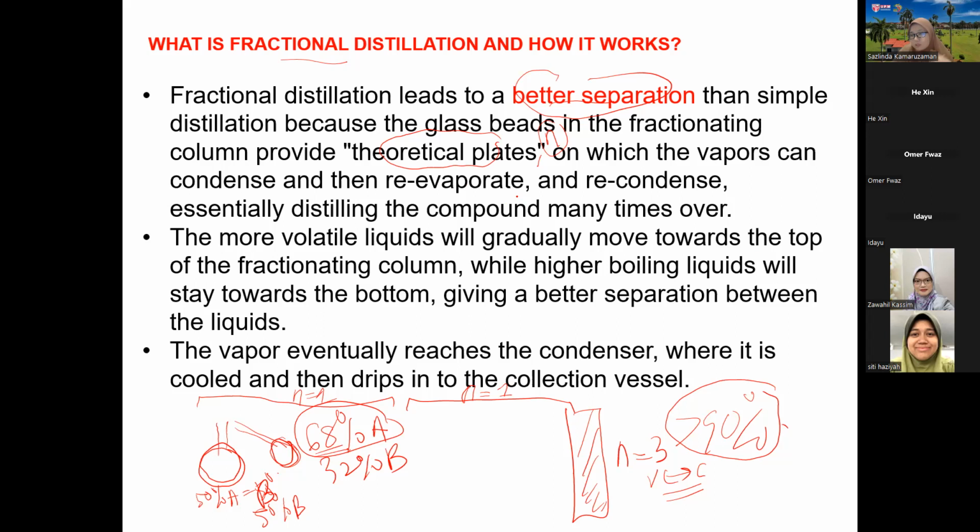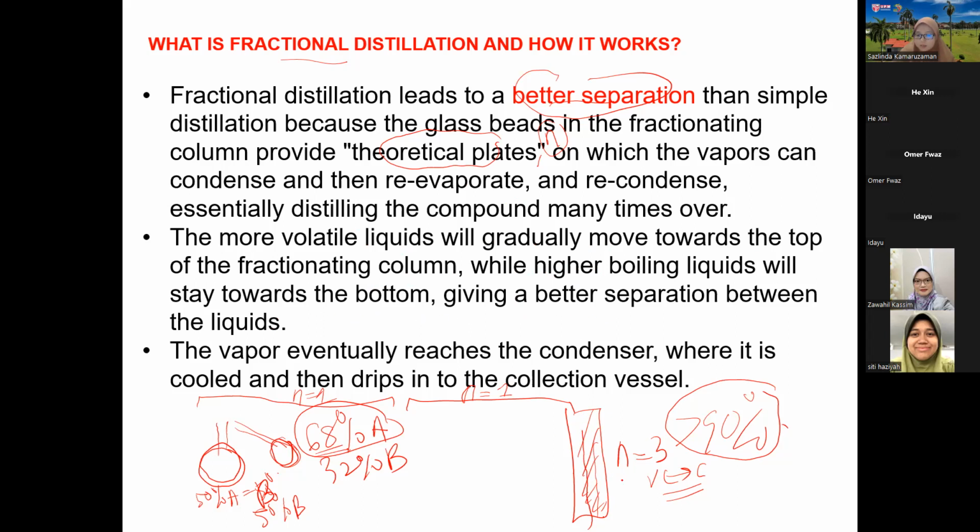Evaporation happens, then condensation, and then it can evaporate and be recondensed. Why? Because when the lower boiling point component goes into the column, since it has a low boiling point, it will usually form a vapor. The one that has a high boiling point usually goes back into the liquid, and the process keeps running. So the more volatile liquid will gradually move towards the top of the fractional column. The higher boiling liquid will stay at the bottom, giving a better separation.